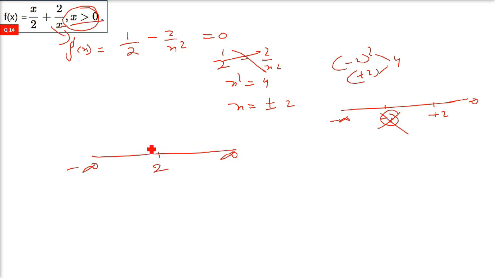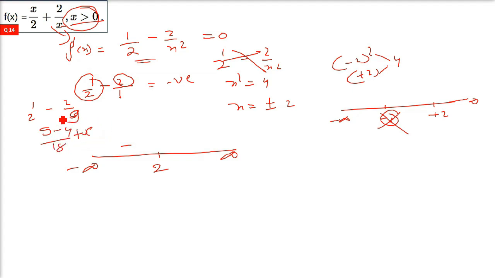Now any value which is lower than 2, just place say 1. Any value which is higher than 2, just place say 3. And try to find the value of 1 by 2 minus 2 by x square. I'm just saying don't find the value, check for the sign. So when you place any value lower than 2 in 1 by 2 minus 2 by x square, say I'm placing 1, half is lower, 2 is higher, you'll get a negative value. Again, for 2 to infinity, place 3. So 1 by 2 minus 2 by 9, that is 9 minus 4 by 18. That is going to be a positive value. I'm not worried about the number, I'm just worried about the sign. So you'll get a positive value.